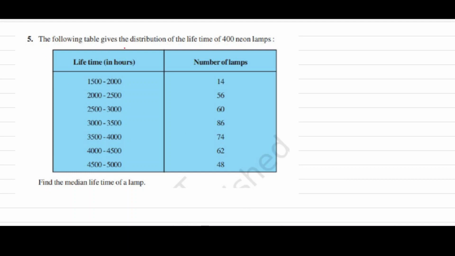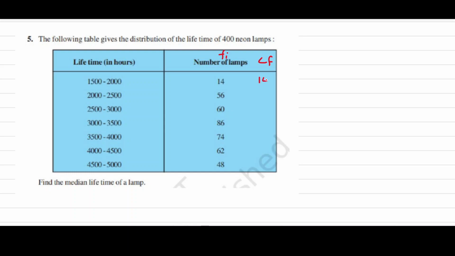Fifth question: the following table gives the distribution of the lifetime of 400 neon lamps. Here it is given that this is a continuous form. Now this is Fi. Now calculate the value of CF for the median lifetime of a lamp.